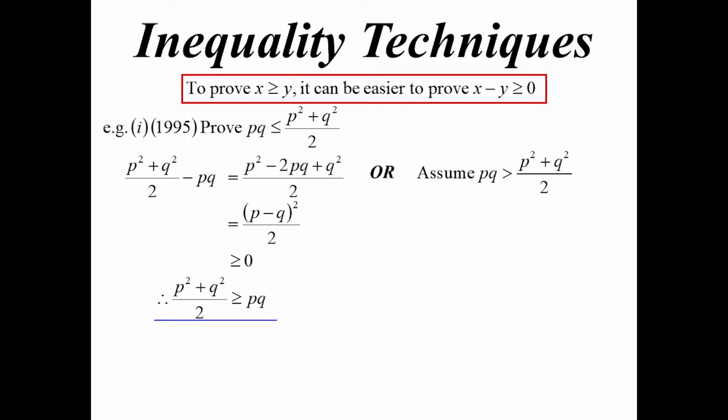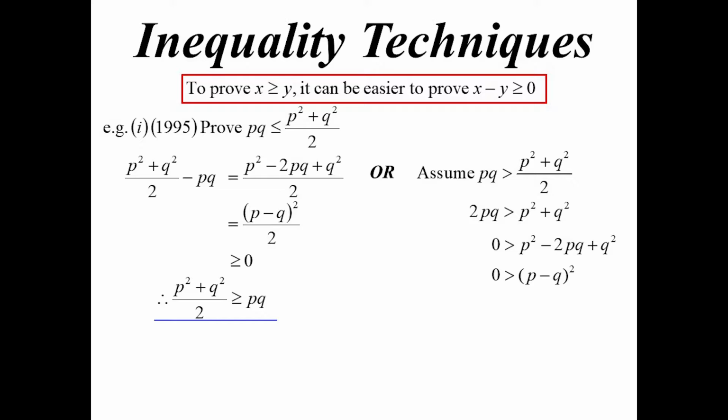I suppose I could do this, not suggesting you would. Let's do it by contradiction. Let's say, no, I'm going to assume PQ actually is bigger than (P squared plus Q squared) on 2. Now, if that's true, and I'm assuming this to be true, so I can move terms around, then 2PQ would be greater than P squared plus Q squared, which means 0 would be greater than, well, eventually when I factorise it, (P minus Q) all squared.